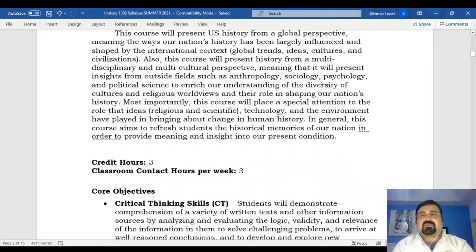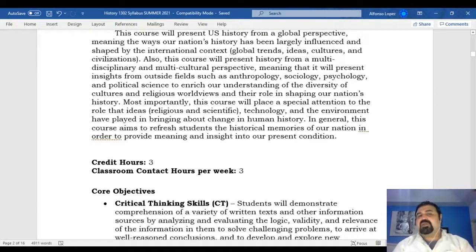Some professors prefer to focus on politics and economics, others on culture, and so on. So there are so many ways to teach the same course. In my case, I teach any history I teach, whether it is U.S. history or Texas history or Mexican American history, from what is called a global perspective. Meaning that, yes, we're going to be paying attention to the U.S. This is the main subject matter.